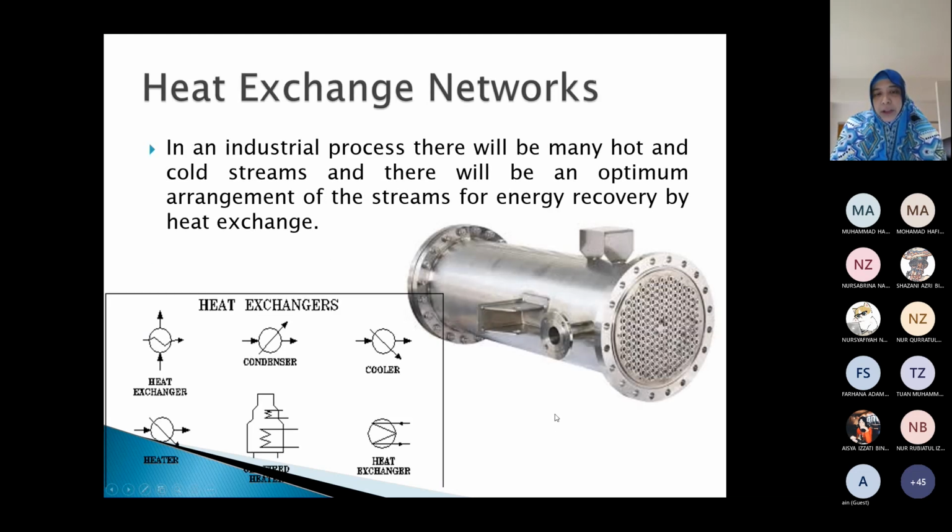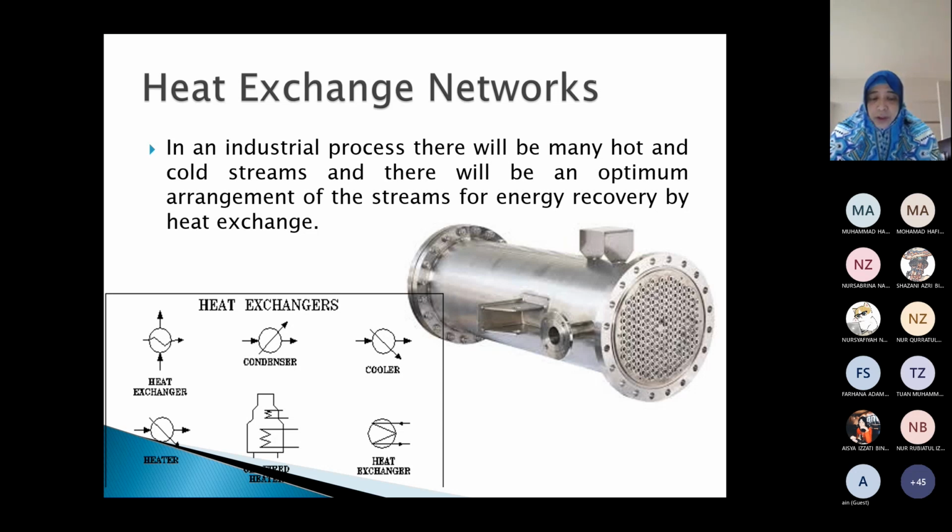All right, so this is how it looks. You have learned about heat exchangers, I think, in part four, heat transfer. There are many types of heat exchanger that you can apply, so it doesn't matter what type you apply in your plant design, as long as you understand that there will be transfer of energy involved.